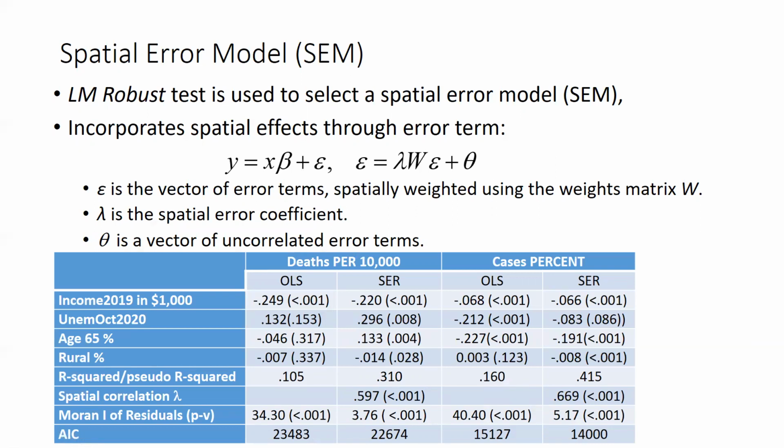The spatial autocorrelation in the spatial error model is estimated as 0.597 for the death model and 0.669 for the case model. Both are significant. The AICs for the spatial error model here compared to the general linear model are much smaller. And then the residuals of the spatial error model were significant. The Moran's I test of the spatial error model was also significant. I would guess this is due to the large number of counties. We have a county number over 3,000.